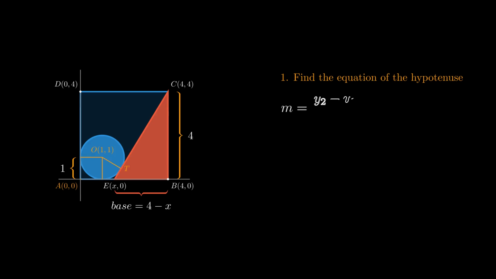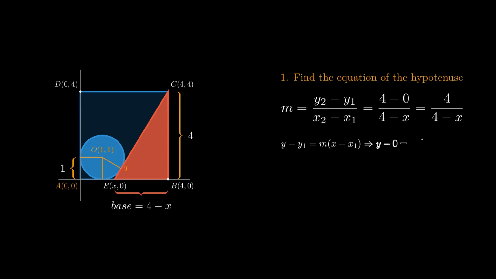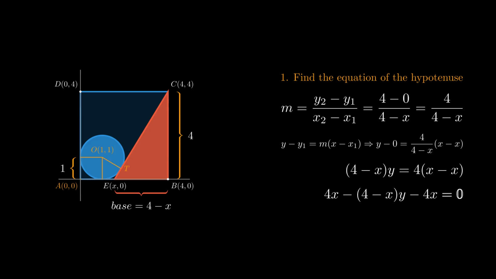The slope, m, is the change in y over the change in x. Using the point-slope form with point E, we can multiply both sides by 4 minus x, and rearrange it into the general form ax plus by plus c equals 0.